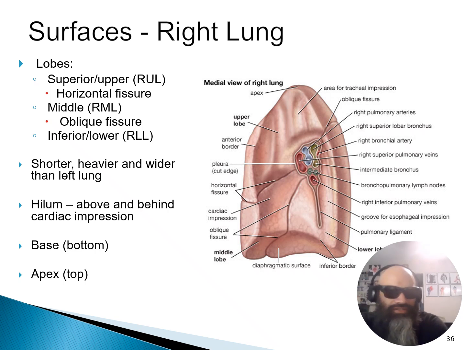Here's what the right lung consists of. Notice it's got three lobes divided by the horizontal and the oblique fissures.